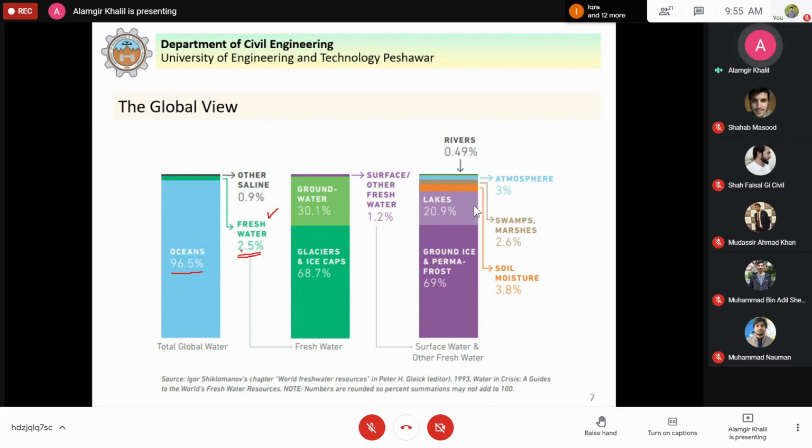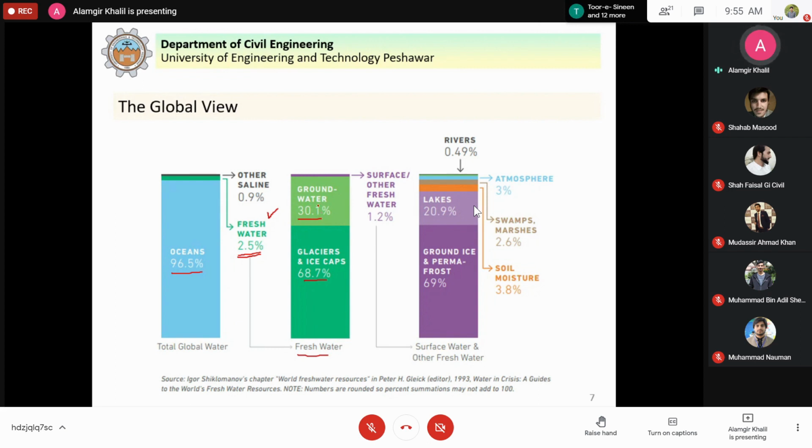So you can see here fresh water on which we are dependent, 2.5%. And then this is the distribution of the 2.5% of the fresh water. Now the 2.5% out of the 100% total available water, this is the fresh water. So if we make this 2.5% as 100%, then out of this available water, 68.7% is in glaciers. And 30% is groundwater, which is also not directly available.